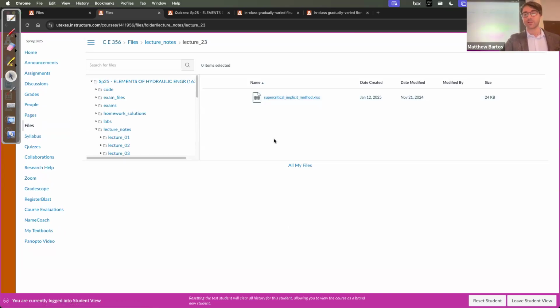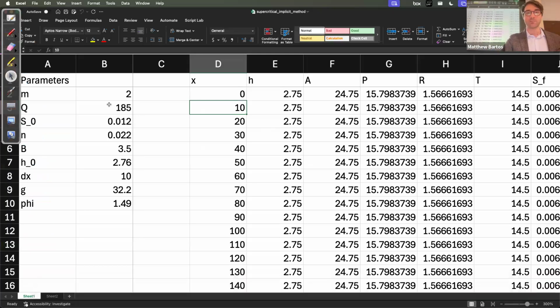So go ahead and download that spreadsheet. It's this one right here. And I will open it up on my computer here. So let me just quickly run down what the different entries in this spreadsheet mean. On the left, we have our parameters that apply to the entire channel. We have here M, our side slopes, which are 2 to 1. Discharge is 185 cubic feet per second. Bottom slope is 0.012. Roughness is 0.022. Here's the bottom width of our trapezoid. Just ignore this H naught for now. dx is our spatial step size, and g is the acceleration due to gravity, and phi, because we're in US units, is going to be 1.49.